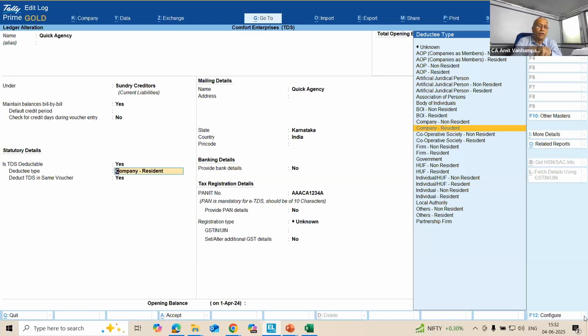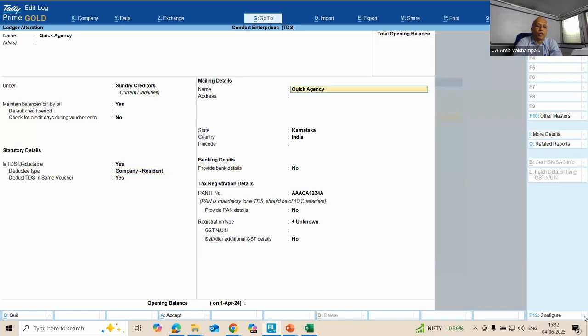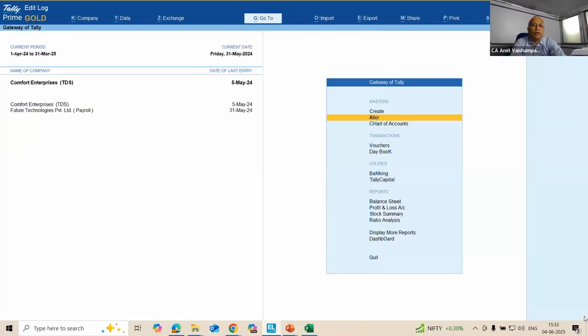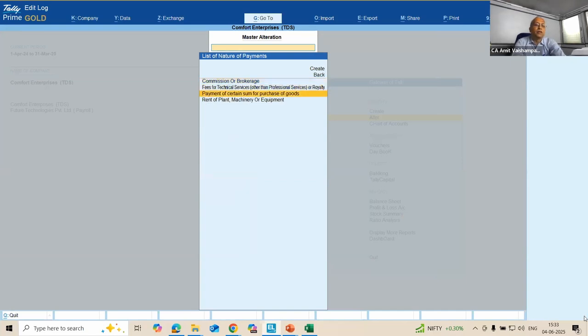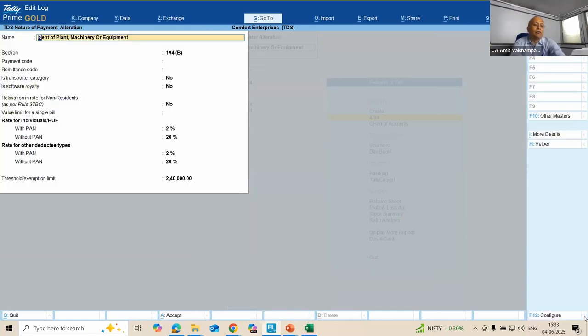We have to also define what type of supplier this particular agency is, and we have to also capture the PAN number for the same, right? For one of the agencies, we have not captured the PAN number. We'll also see what happens if you have not captured the PAN number. If you recollect, when we are doing the configuration for TDS nature of payment, we are defining here what should be the rate of tax if PAN is available and if PAN is not available. So this is if the PAN is available and this is if the PAN is not available, right?